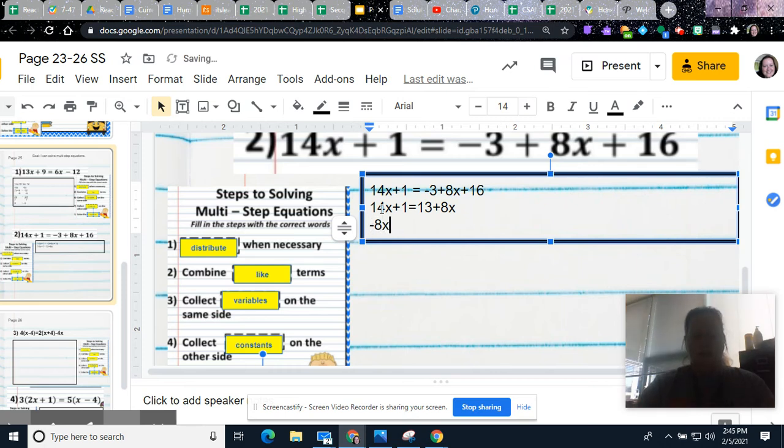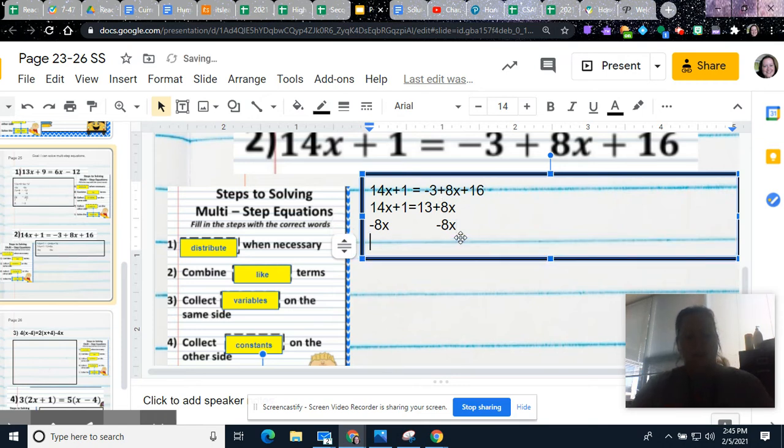So what I'm going to do is subtract 8x from both sides, because then you get 8x minus 8x. So that's going to cancel these, and they will be left with 0, which is what we want. So then 14x minus 8x is 6x plus 1 equals 13. And so we've collected the variables on the same side.